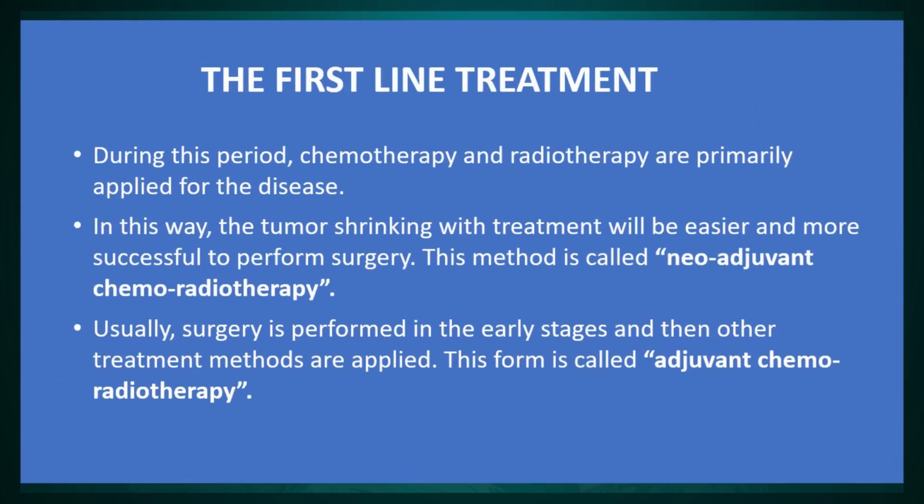The first-line treatment during this period is chemotherapy and radiotherapy, which are primarily applied for the disease. In this way, the tumor shrinks with treatment, and it will be easier and more successful to perform surgery. This method is called neoadjuvant chemoradiotherapy. Usually, surgery is performed in the early stages and then other treatment methods are applied. This form is called adjuvant chemoradiotherapy.